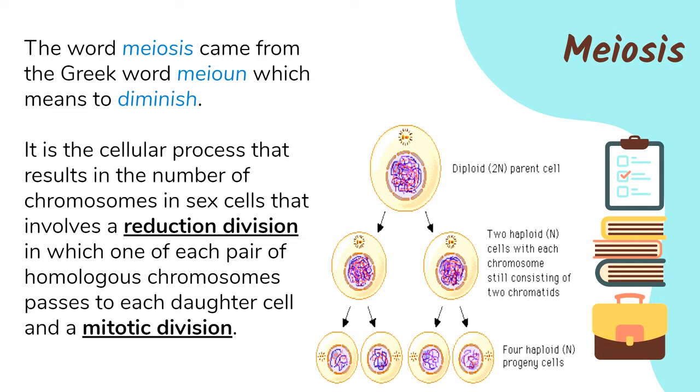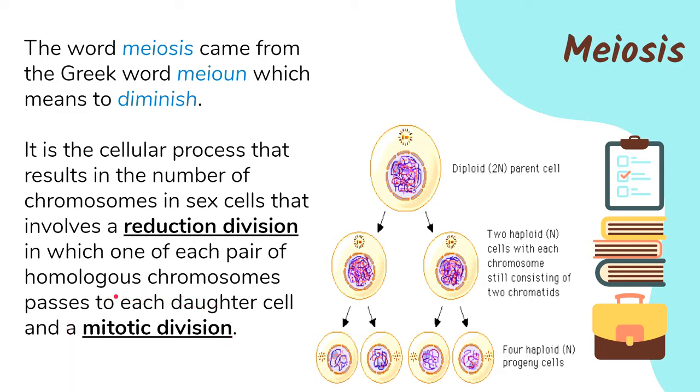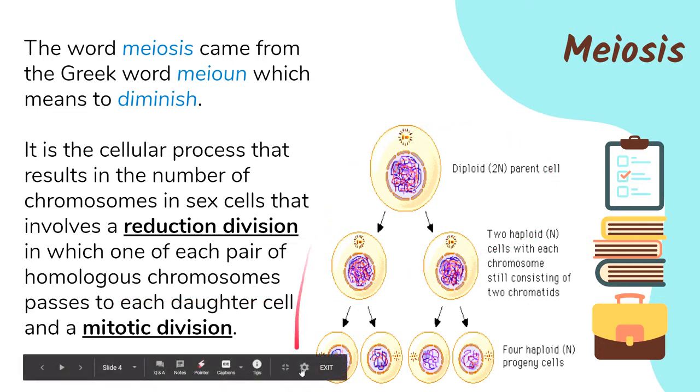meiosis. So meiosis is the cellular process of cell division in sex cells that involves a reduction division, or reduction process, by which each pair of homologous chromosomes passes on to each daughter cell. So there's a reduction of the chromosome number, after which the daughter cells will just perform regular mitosis. Okay, so this is an overview of meiosis.